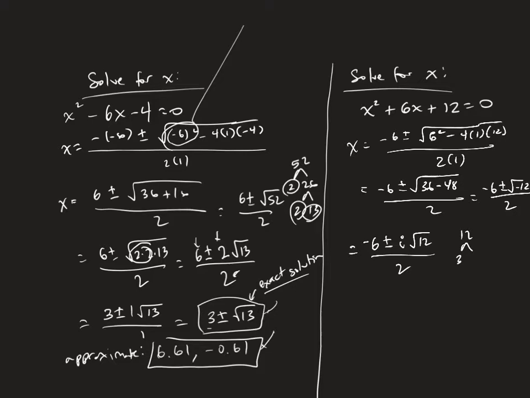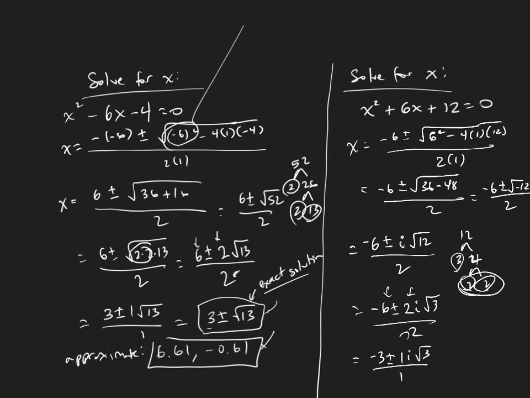12 can be factored. That's a 4. So 3, 2, and a 2. So I could pull a pair of 2's out in front as a single 2. And then I look at all my numbers outside to see if there's a common factor, and there is. So I want to take that 2 away from all of them. So in this case, it's negative 3 plus or minus i square root 3.